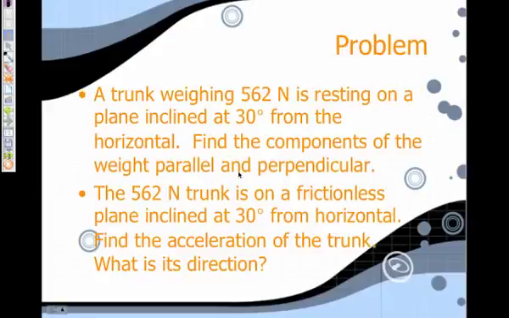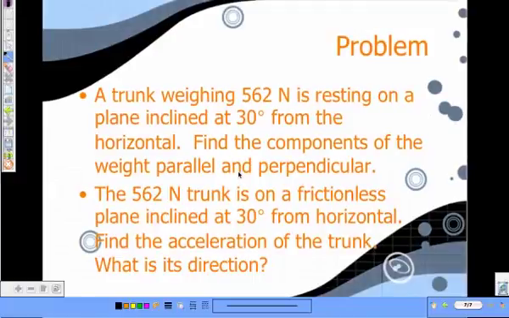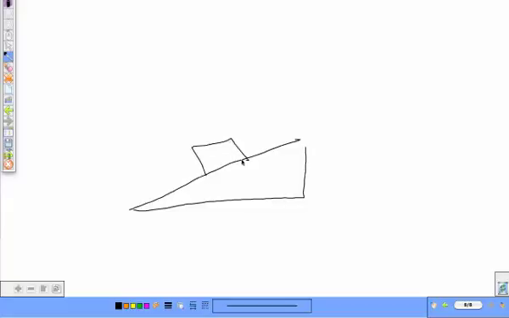So if we do a problem here, a trunk weighing 562 newtons is resting on a plane inclined at 30 degrees from the horizontal. We're going to find the components of the weight parallel and perpendicular. So actually, let me get a new 30 degrees, 562. So this is our inclined plane right here, and this is 30 degrees. So what we're going to do is break this into components.